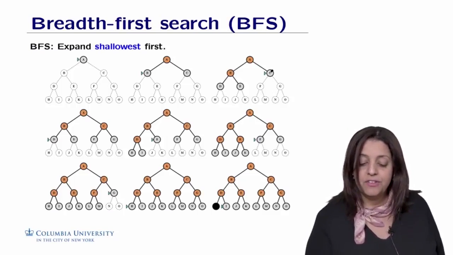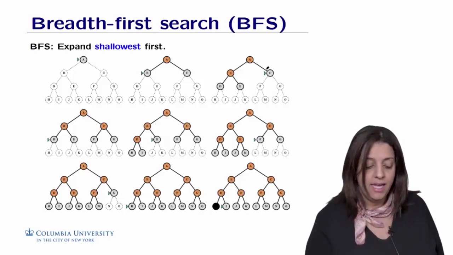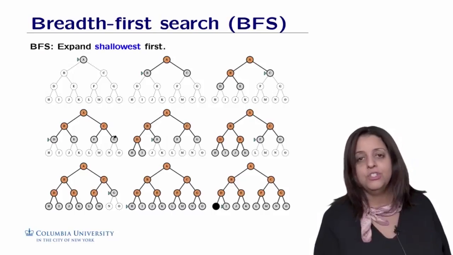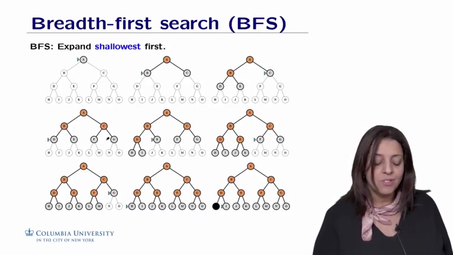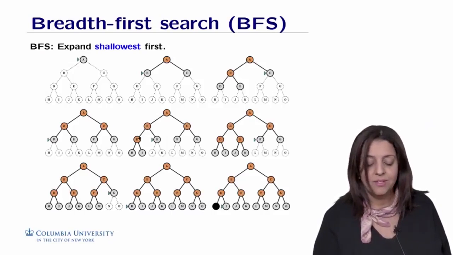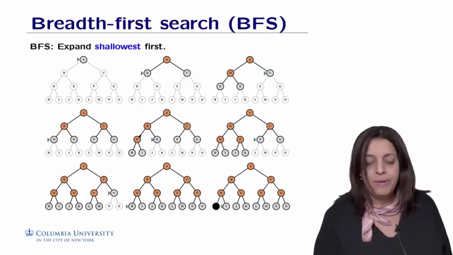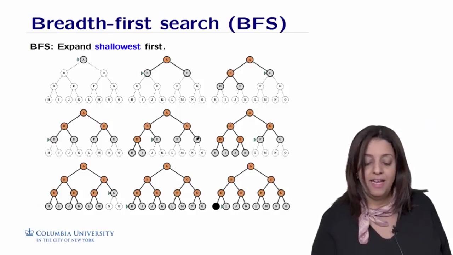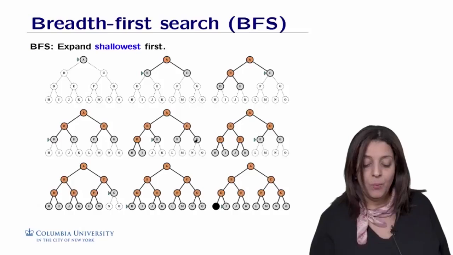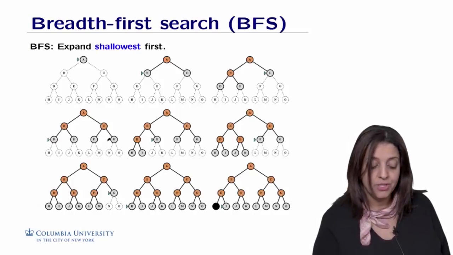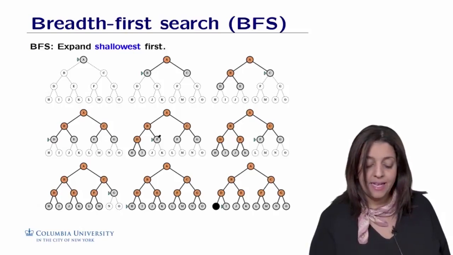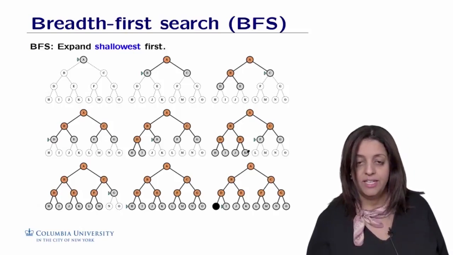But because C was in the fringe first, the next step is to explore C. It has the children F and G, which will be joining the fringe. The next one to be explored is D, because it was in the fringe first. Its children are H and I. Now we have five elements in the fringe, with F and G being before the nodes H and I. So we're going to expand next E. E has two children, J and K.